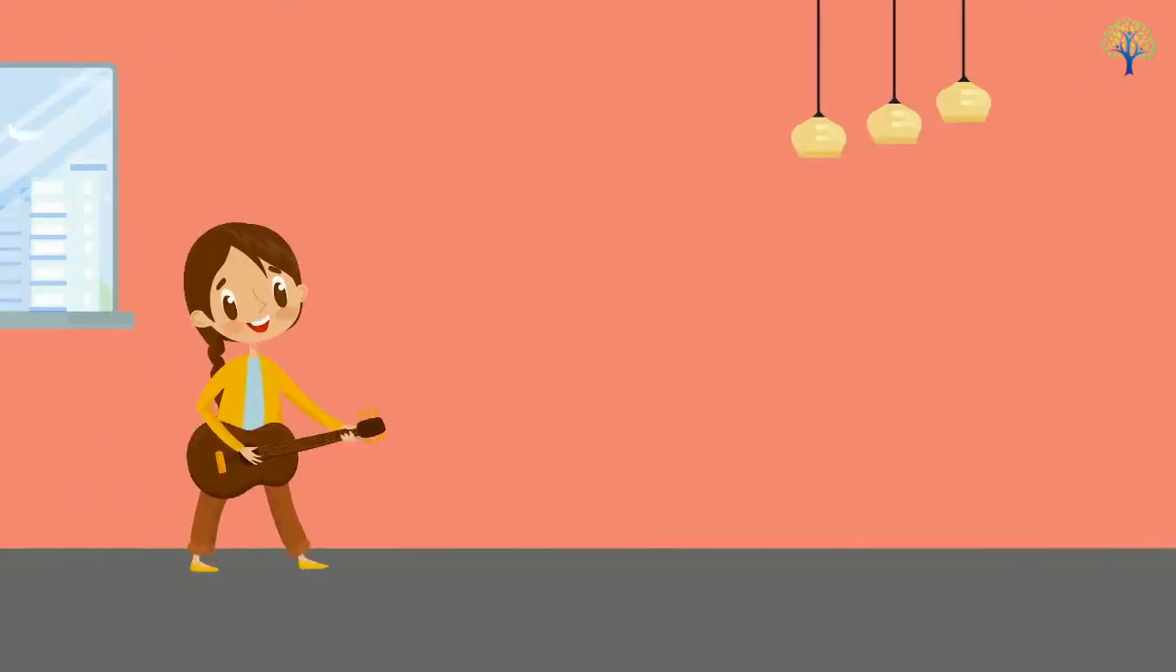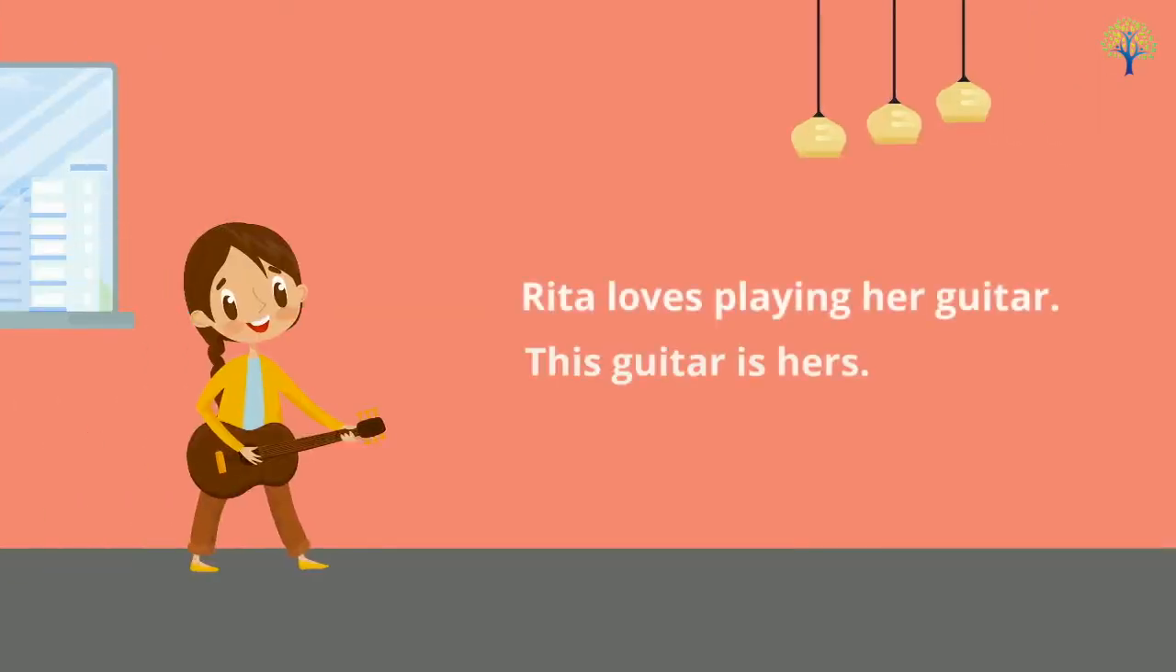For example, Rita loves playing her guitar. This guitar is hers. Hers replaces the noun Rita. It means the guitar belongs to Rita. Let us look at another example.